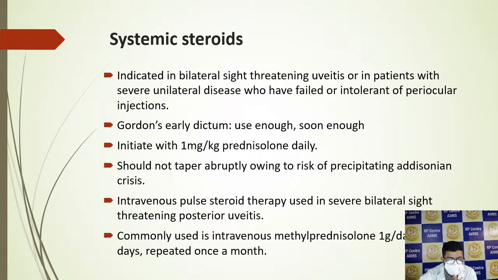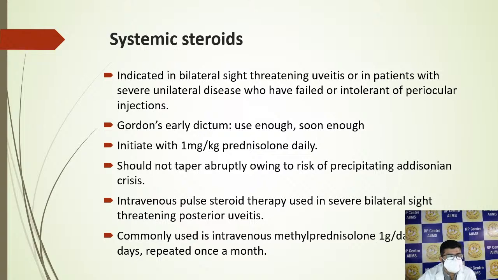Now systemic steroids are indicated if the patient has a bilateral disease which is sight threatening, or if the patient is a case of severe unilateral disease who has failed topical or periocular therapy, or if they are intolerant to periocular injections.